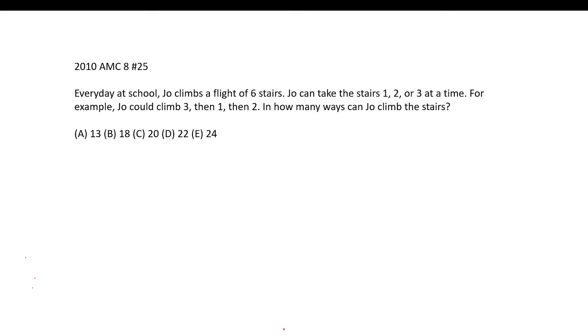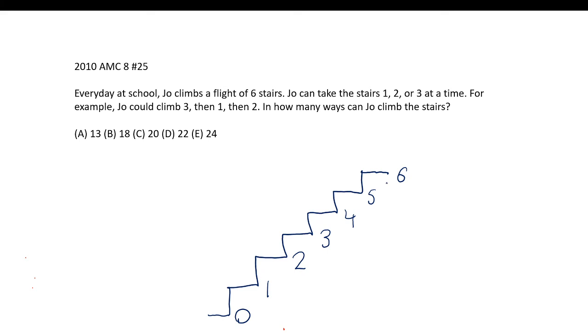So we have a flight of 6 stairs. It's a classic recursion problem. Right, so we have the 0th step, 1st, 2nd, 3rd, 4th, 5th, and the 6th step. And Joe climbs this flight of 6 stairs. Joe can take the stairs 1, 2, or 3 at a time. For example, to get from step 0 to step 6, Joe could take 3 and 3, or 2, 2 and 2, or just 1, 2, 3, 4, 5, 6. For example, Joe could climb 3, then 1, then 2. How many ways can Joe climb the stairs?